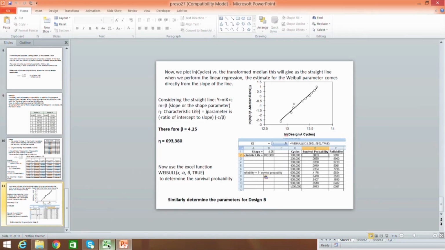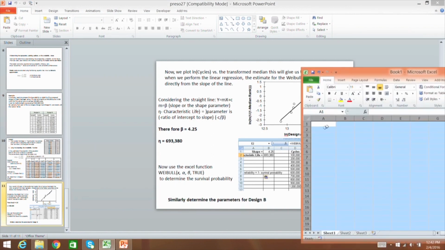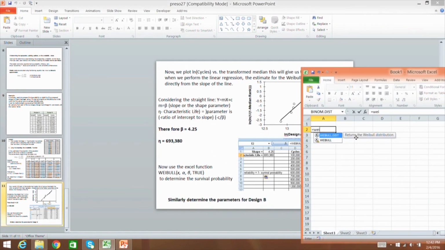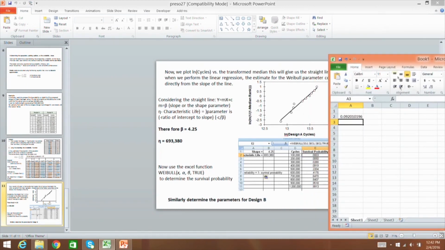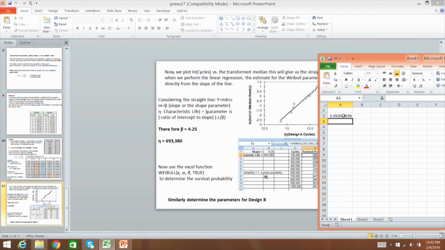Let me show how to do that. So, we have Weibull, 400,000, comma, 4.25, comma, 693,380, true. Okay. So, we get 0.092, that is the survival probability for 400,000 cycles, 0.092.